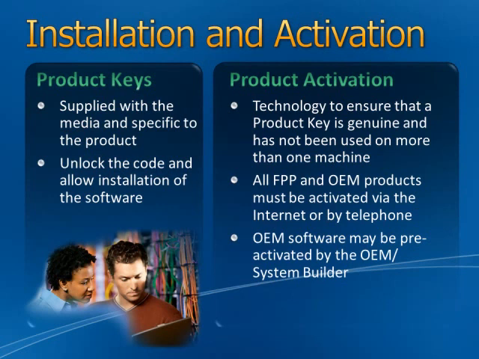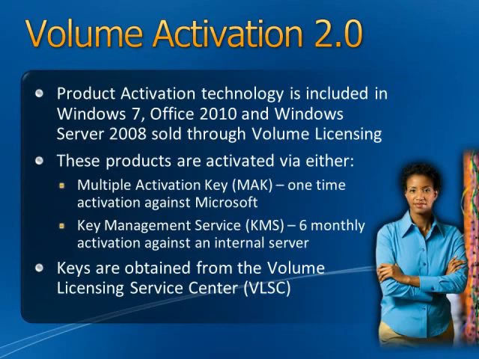Once it's been installed, some software then requires activation. And really the whole point of the activation is to ensure that the product key that's been used is genuine and hasn't been used on more machines than the product use documents allow. So you will find that all full package product and OEM products do need to be activated, and this can be done either over the internet or through telephone. But you will see also that some OEMs or system builders will pre-activate for their customers. Now, the activation technology has also been included in volume licensing for Windows 7, Office 2010 and Windows Server.